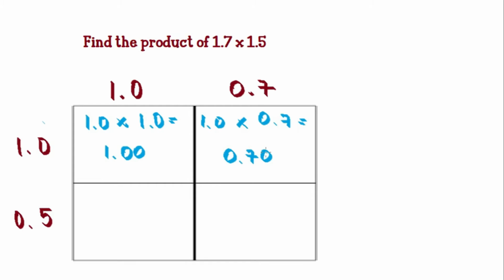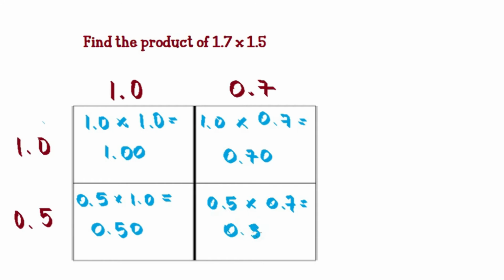I'm going to repeat the exact same thing for 5/10 times 1 up here. I'm going to write 5/10 times 1, and the product of that multiplication would be 5/10. And finally, I'm going to do the exact same thing for 5/10 times 7/10. And the result I obtain is 35/100. Once I have all of my products, then I proceed to add the partial products.